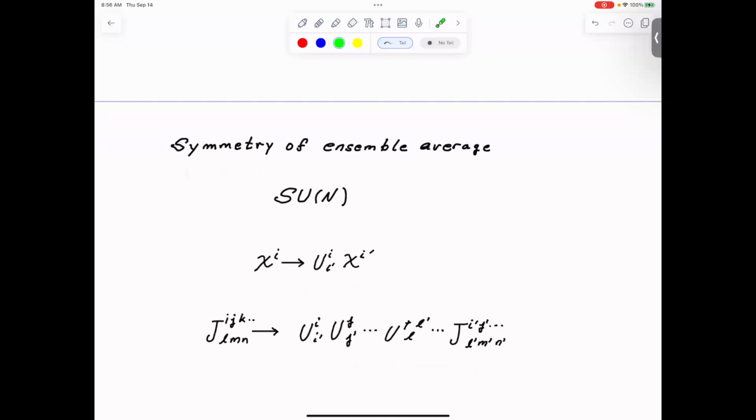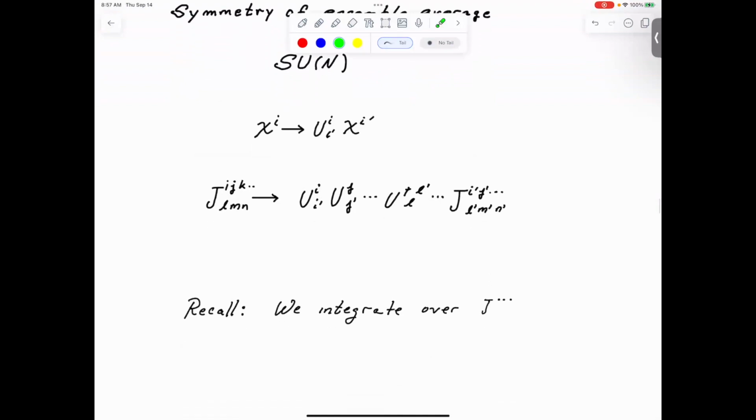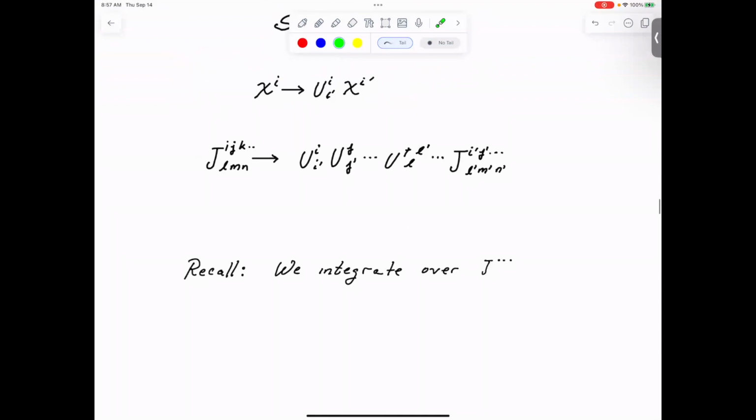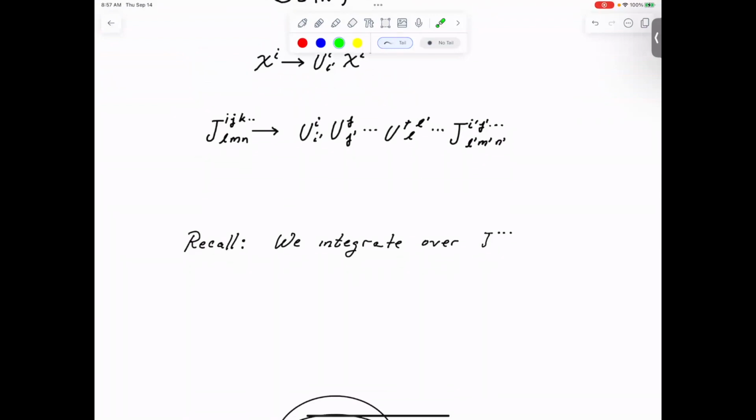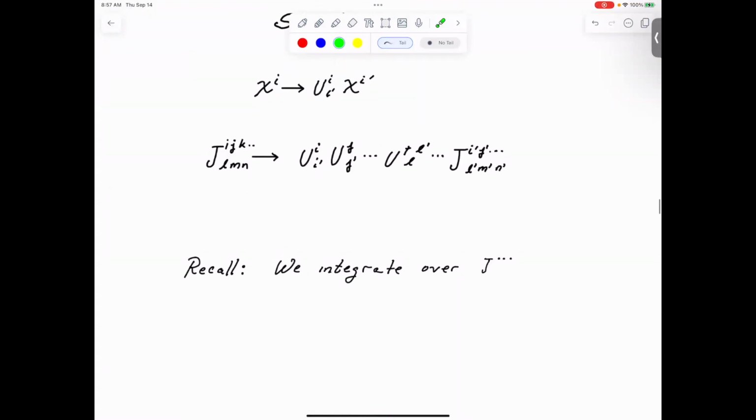Now, it's an unusual thing to let the coupling constants of a theory transform under a symmetry. That's not something we usually do. The reason we do it here is because, remember, we integrate over the J's. In this ensemble average theory, the J's are degrees of freedom that get integrated over just like any other degree of freedom. And when we integrate over them, the ensemble theory is SU(N) invariant, but only by virtue of also letting the J's transform.